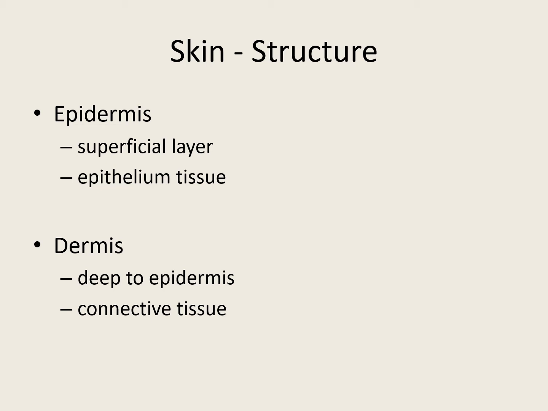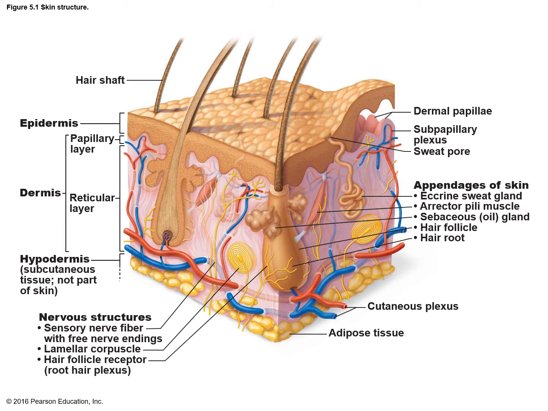It is composed of epithelial tissue. The dermis is deep to that. It is composed of connective tissue. So in this diagram in more detail, you can see that the more superficial layer is that epidermis layer. And then here you see the dermis, which is subdivided into the papillary layer and the reticular layer.